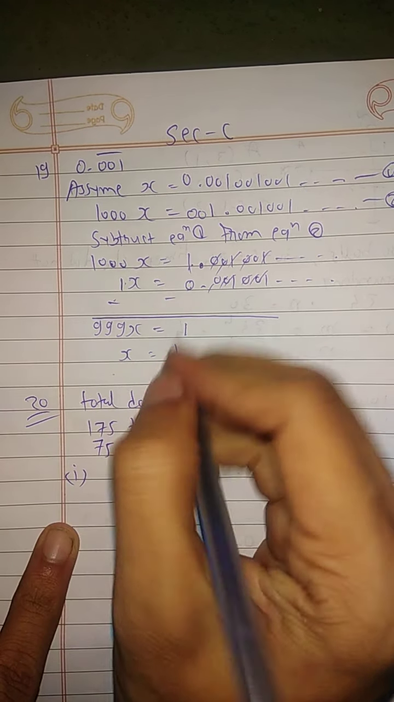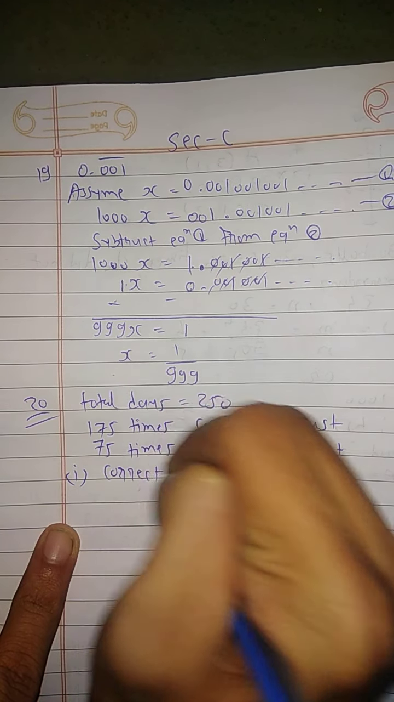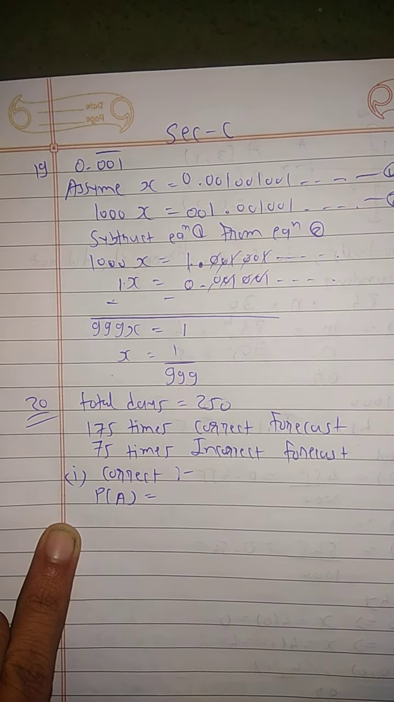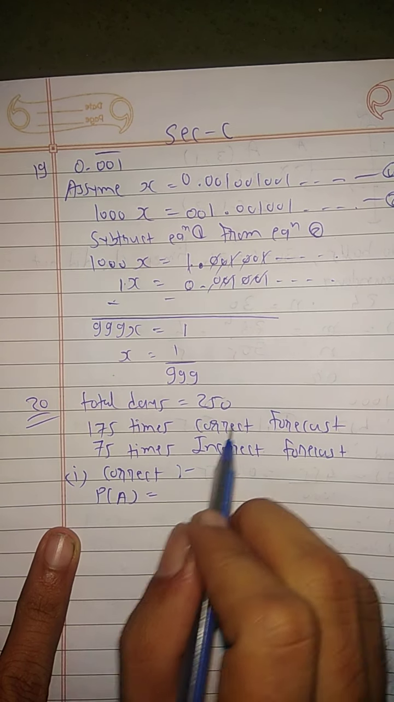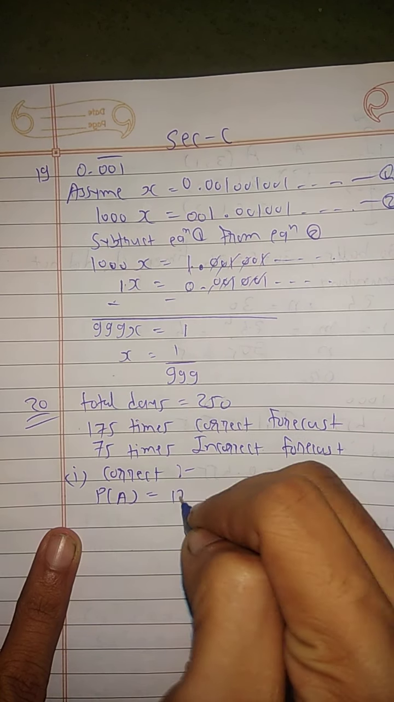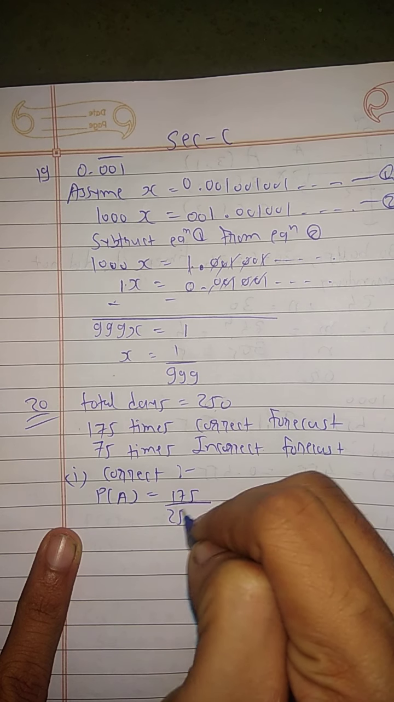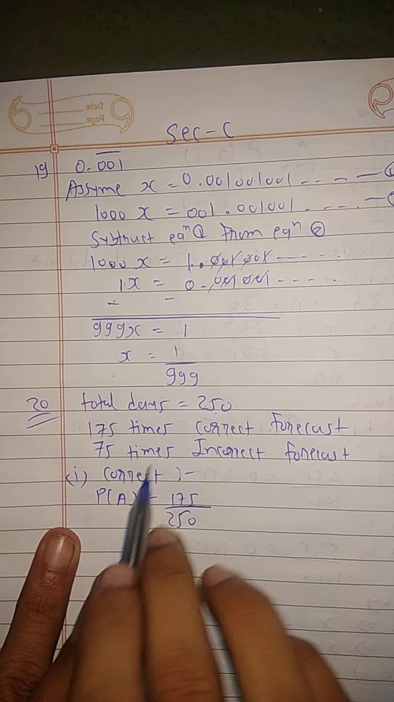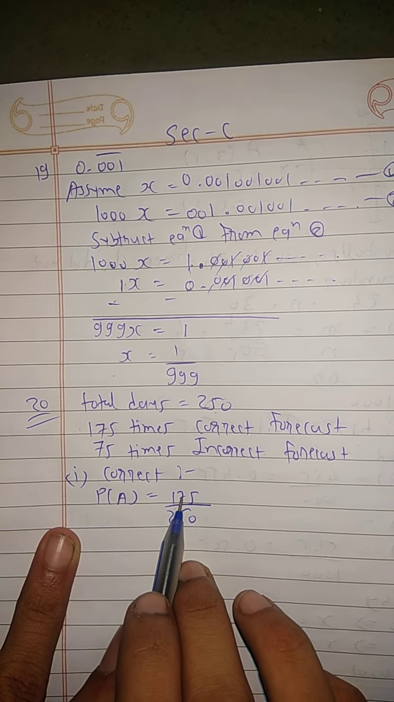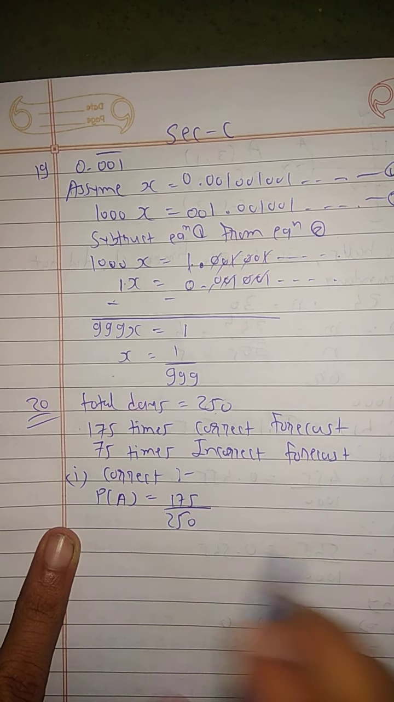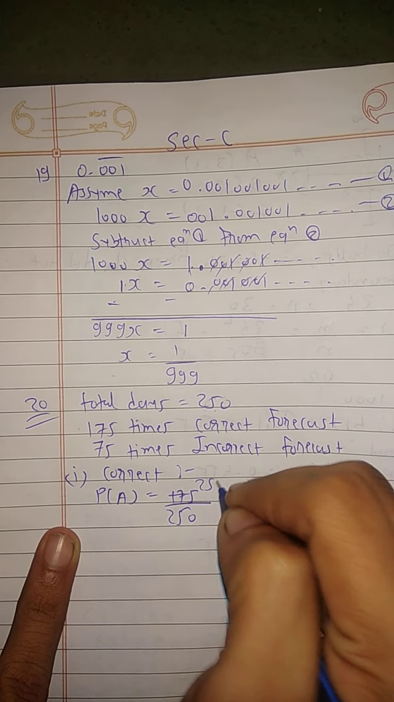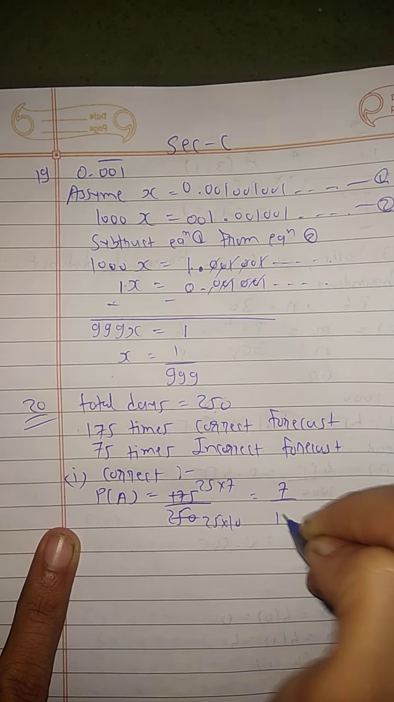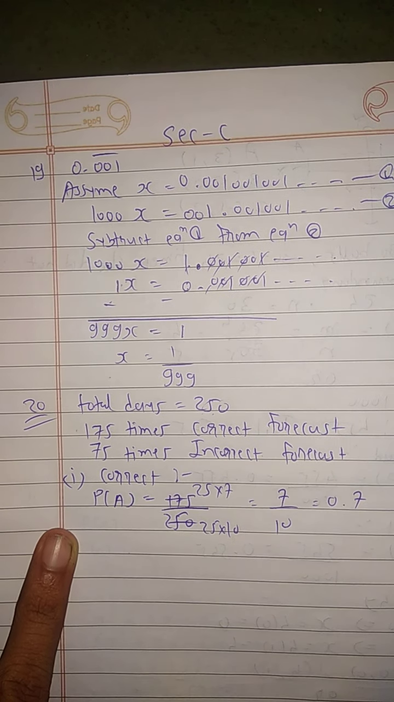That means in the first question we need to find the probability for correct forecast. So our favorable outcomes, that means correct, total 175 times correct. So 175 divided by total 250. The numerator is 175 correct, divided by total 250. Now 25 sevens are 175 and 25 tens are 250, so 7 by 10, 0.7.